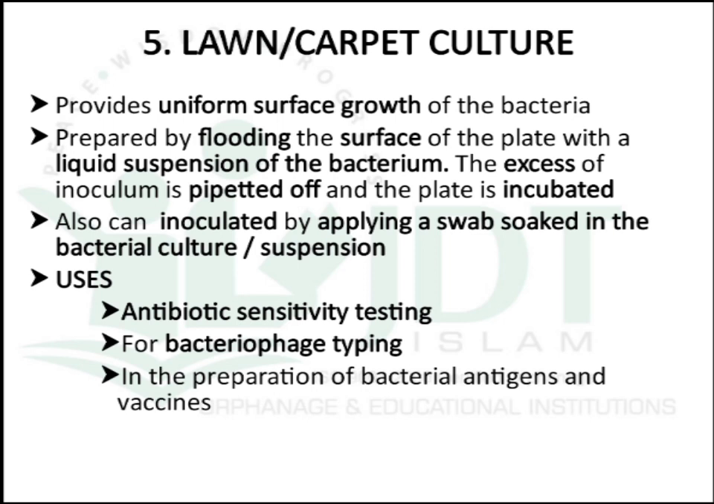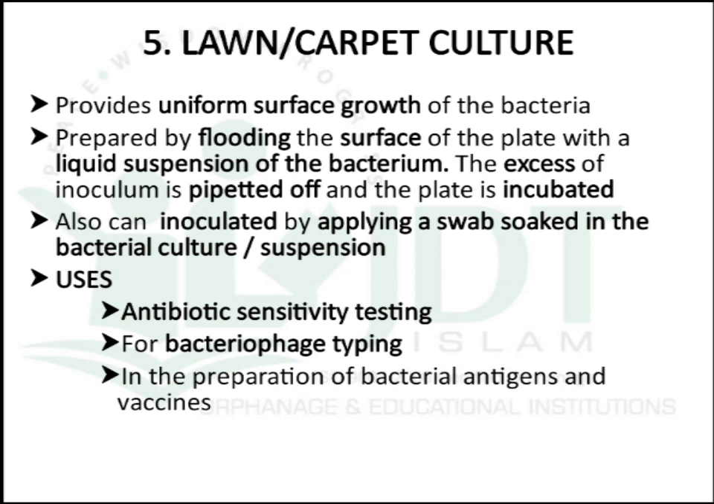Next one is the lawn or carpet culture method. As the name indicates, it gives growth on the surface of the plate as a lawn or carpet. This provides uniform surface growth of bacteria, and it can be prepared by two methods. The first is flooding the surface with an excess of liquid suspension of microorganisms, and the excess inoculum is pipetted off using a micropipette, and then it is incubated. That is the first method. Or we can inoculate by applying a swab soaked in the bacterial culture or suspension.